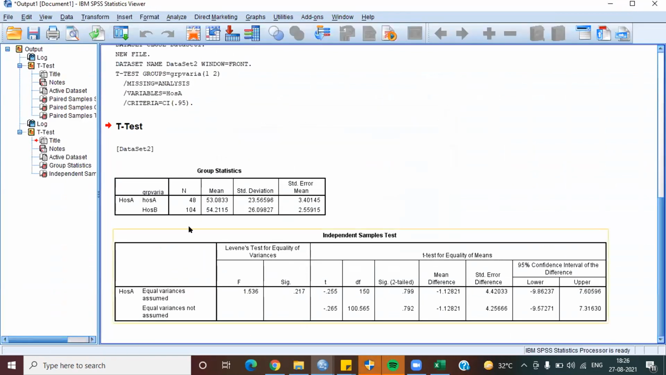Here is your output. Group statistics: hospital A and hospital B, how many observations we have for hospital A and hospital B, and what the mean value is for their beds. I'm going to repeat this case again.